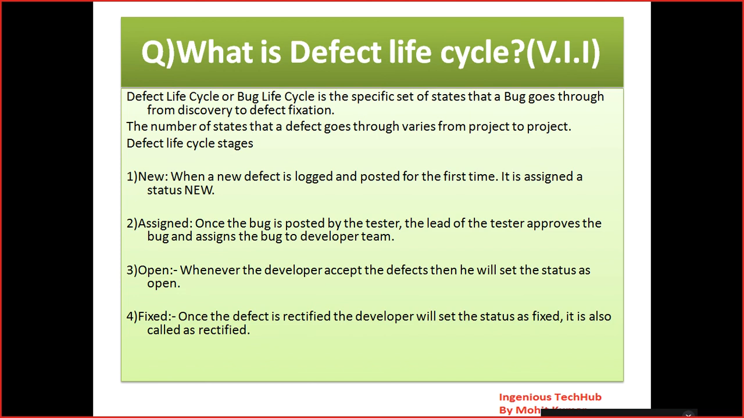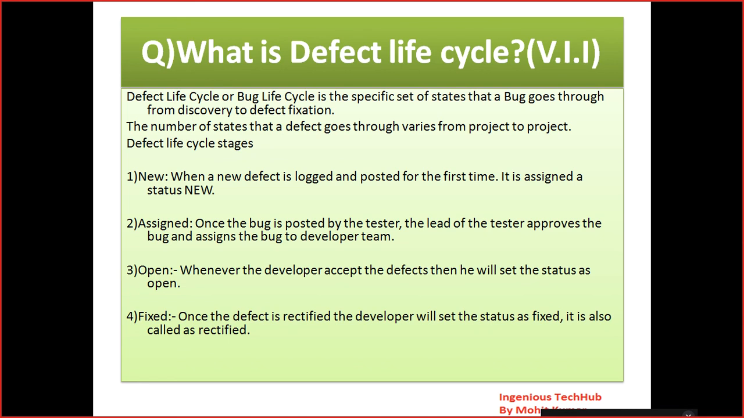New: when the defect is logged and posted for the first time, its status is new. So when you find a new defect, the status is new. Once the bug is posted by the tester, the lead approves the bug and assigns it to the developer team. That is called assigned status. Whenever the developer accepts the defect, so the developer is okay with it, this is the defect, he has accepted it and is working on it.